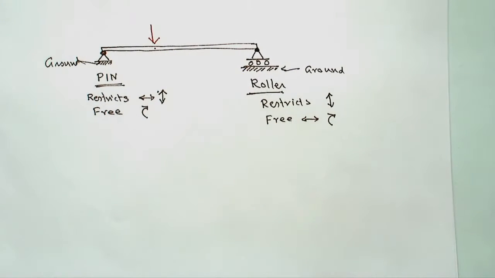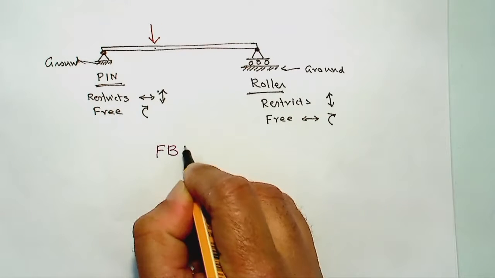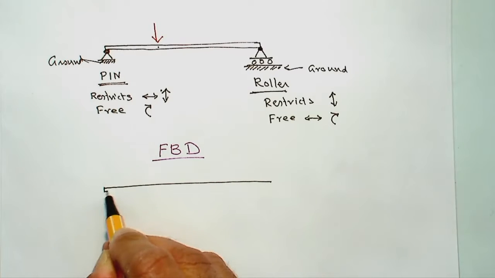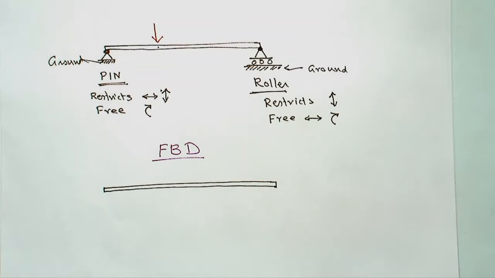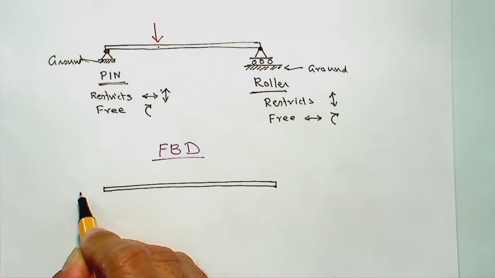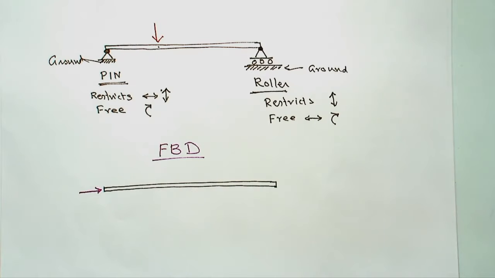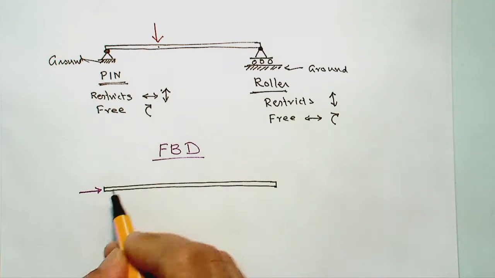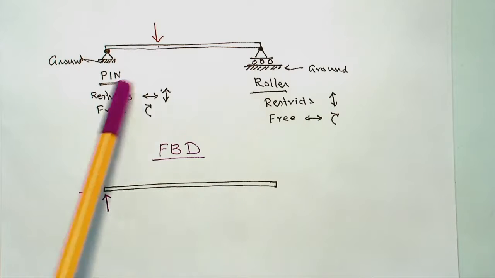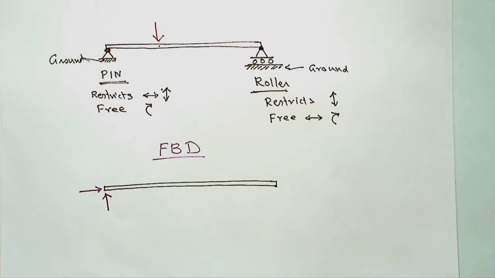So the first thing you draw is a free body diagram. So free body diagram of this beam would be, first of all, you draw the beam, and you strip each of the supports. And each of the supports, when you strip, you put in appropriate reaction forces, even if they are not there. So this is a pin, and it restricts horizontal movement. So there is a possibility of a horizontal reaction force. It restricts vertical movement. So there is a possibility of a vertical reaction force. There is nothing else, free to rotate, so that means there is no moment that would be required.